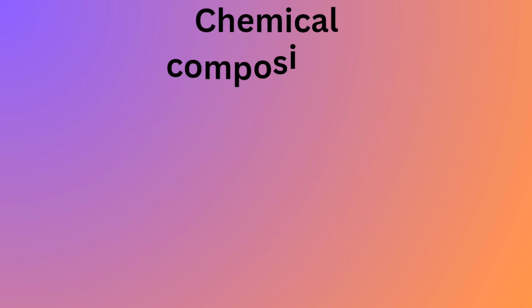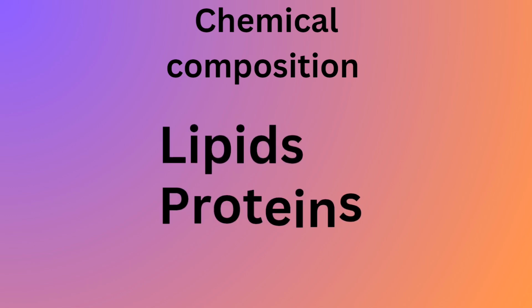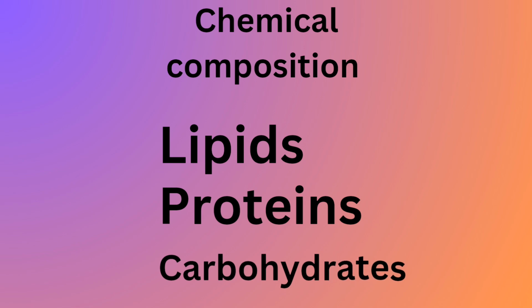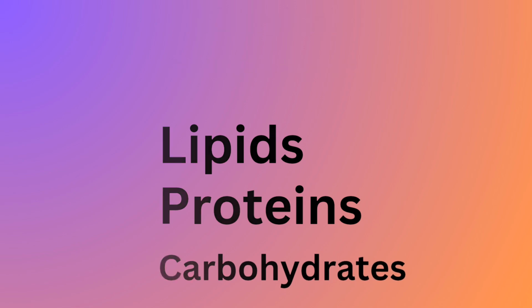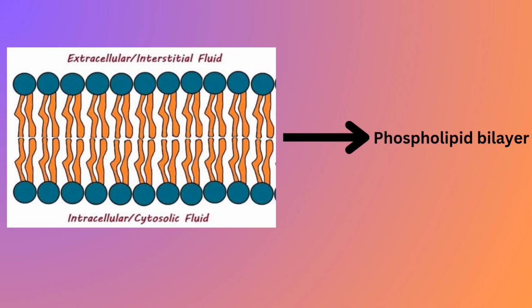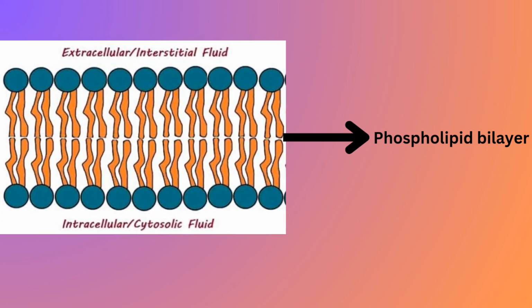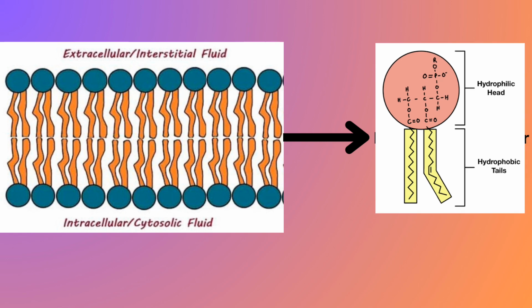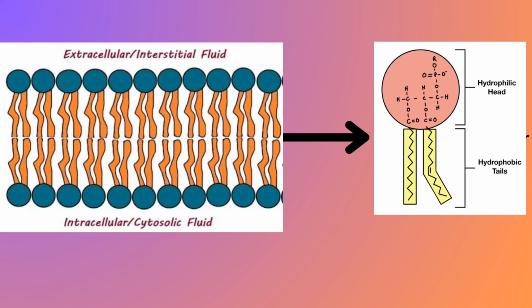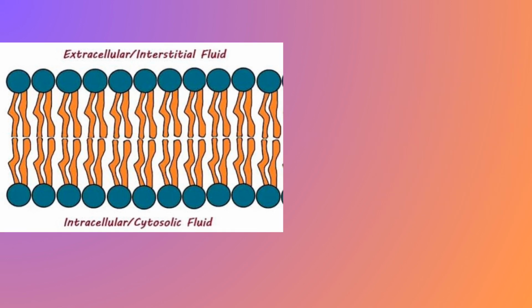Let's explore the chemical composition of plasma membrane. Plasma membrane is chemically composed of lipids and proteins. In addition, a small quantity of carbohydrates is also present. Lipids are mostly present in the form of phospholipids, which form the basic structural framework, creating a bilayer with hydrophilic heads facing outward and hydrophobic tails facing inward. Lipid bilayer allows the transport of non-polar materials across it and prevents ionic and polar materials.